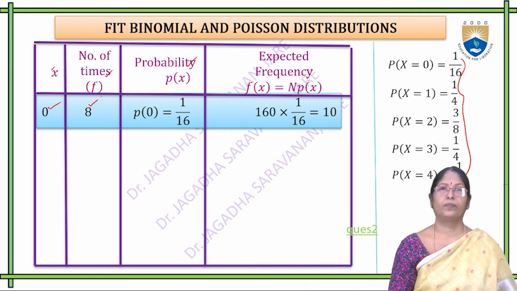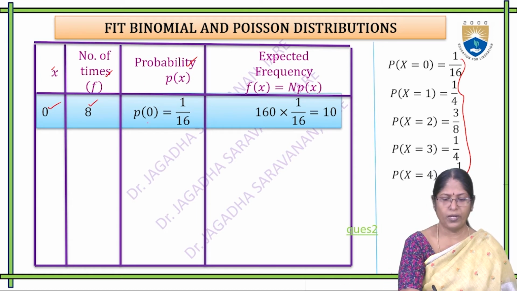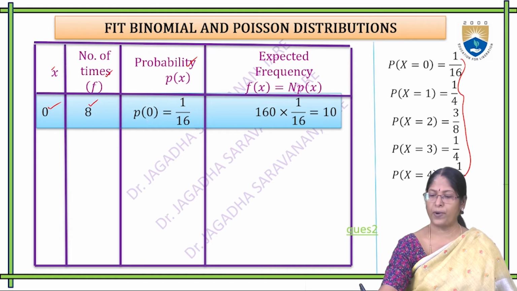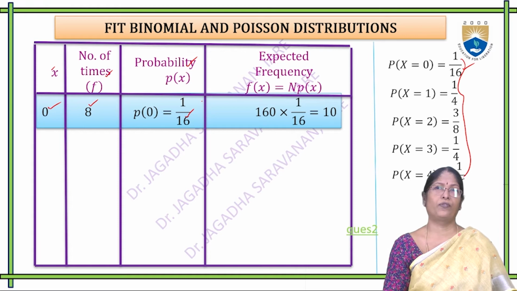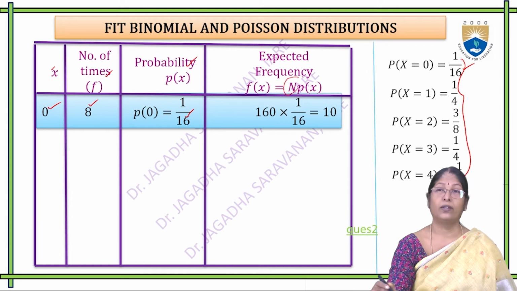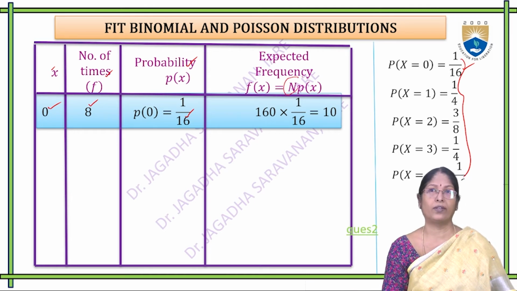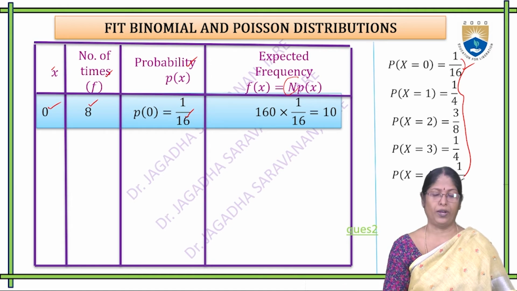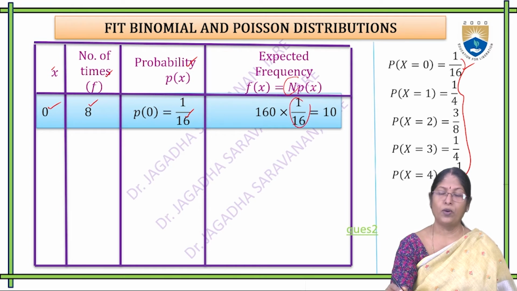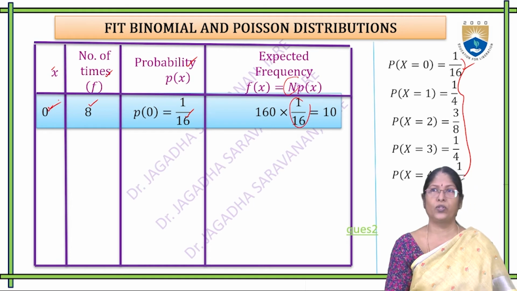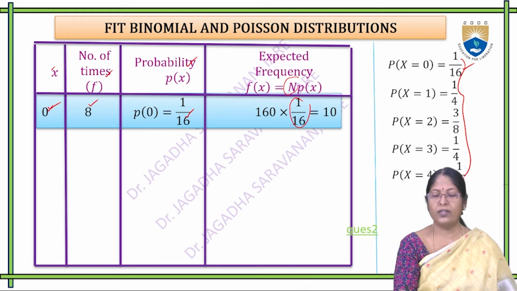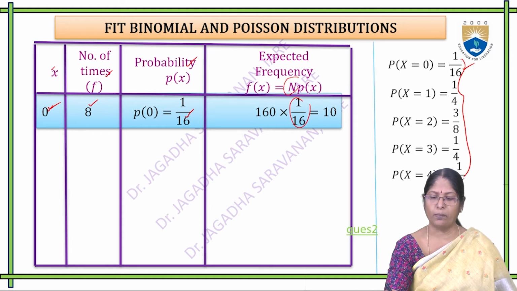0, 8, that is the given data. So the probability of 0, we obtained 1 by 16, that we kept here. The expected frequency formula is n into p of x. N, capital N, is how many times the 4 coins are tossed, 160 times. That is a condition given in our question. Into p of x, that is p of 0. We are concentrating now on x equal to 0. That is 160 divided by 16, which is nothing but 10.